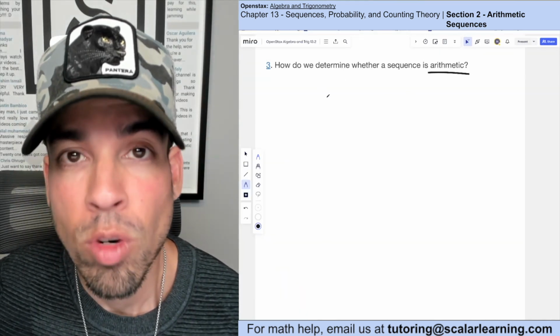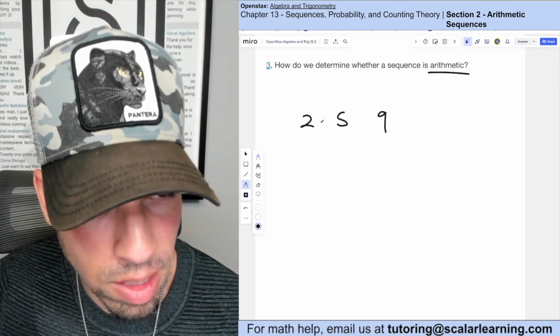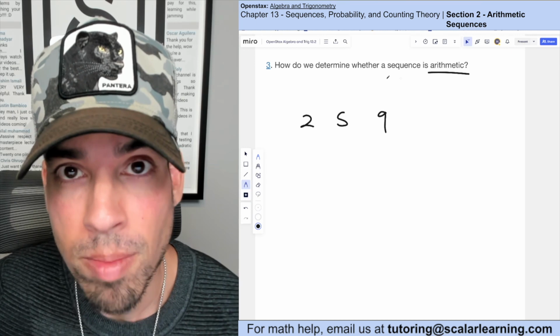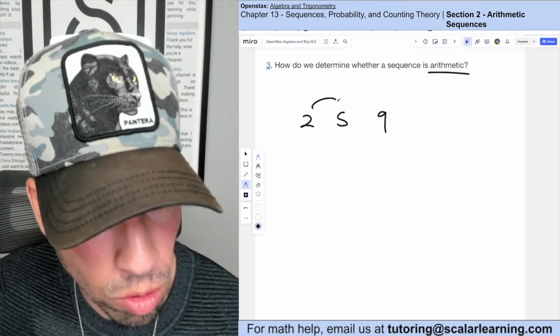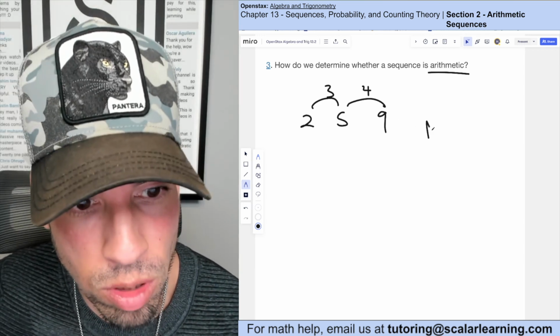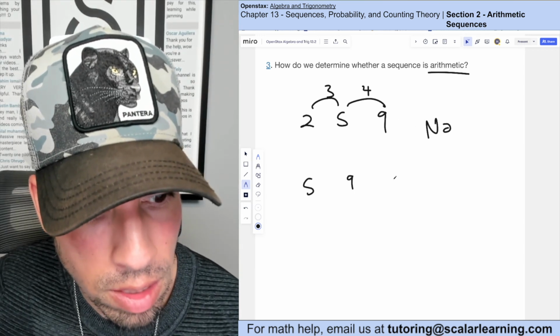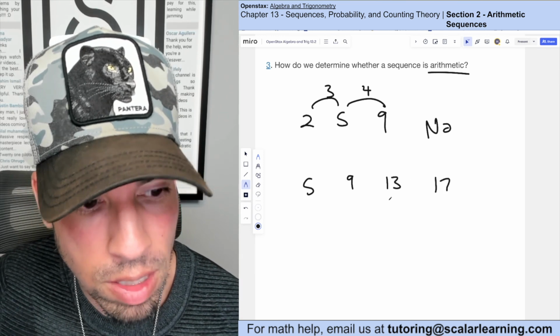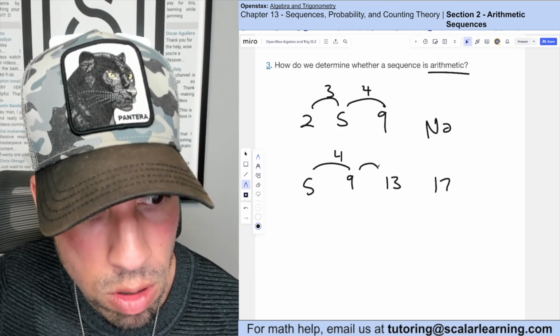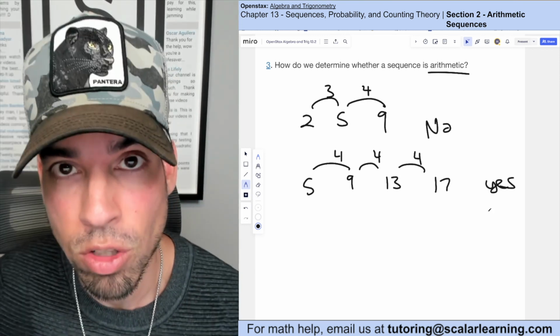Again, what you're going to do is look at the sequence, right? We'll say like 2, 5, 9. Let's take this as an example. We're going to look at the common difference between each successive term. So here we've got 3, here we got 4. They're different, so this would be a no. But then if we had 5, 9, 13, 17, like this, and we see it's 4 plus 4 plus 4 every time, then we'd say yes. So that's how you'd make the determination.